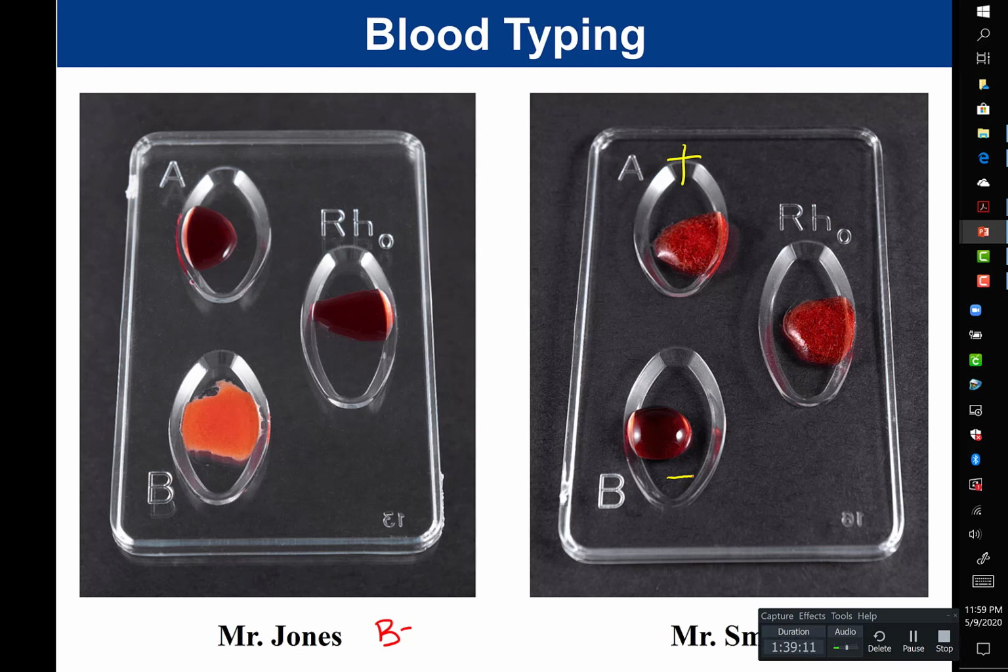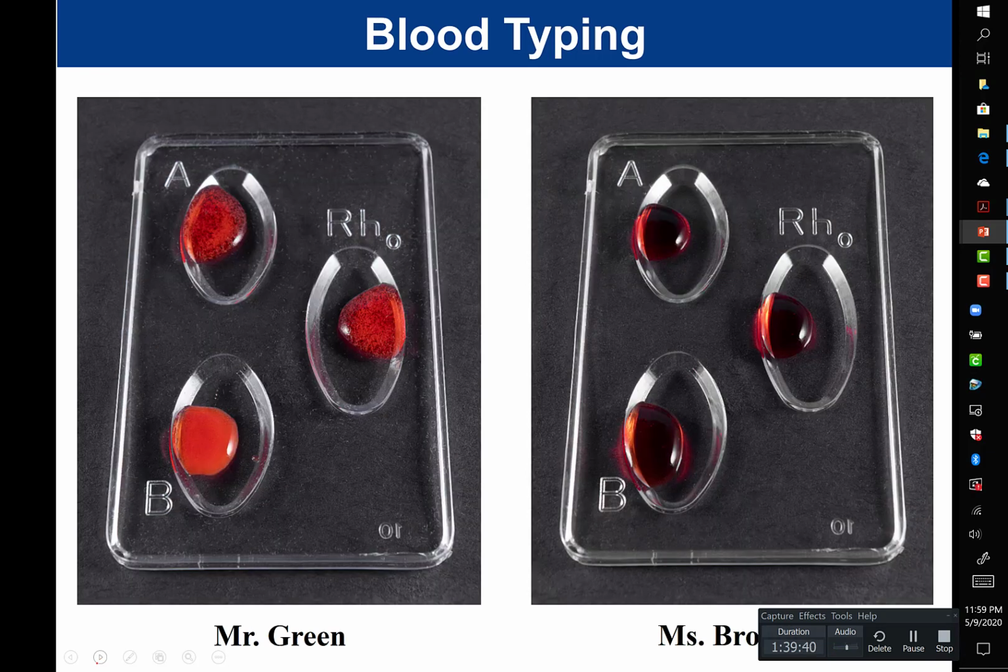Do we see agglutination for Rh? Yes, we do. We see clumping there. So what is Mr. Smith's blood type? Well, Mr. Smith has the A antigen. Mr. Smith has the D antigen. So Mr. Smith is A positive.